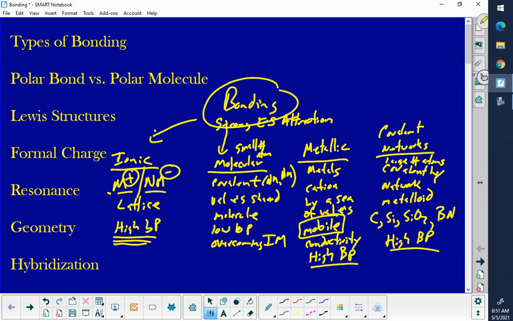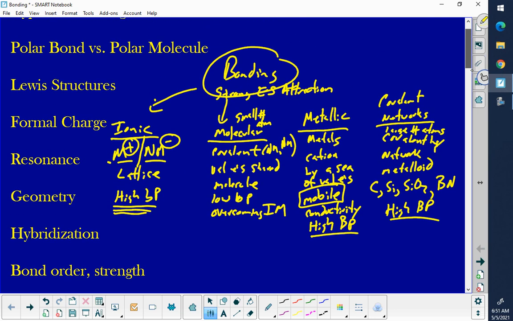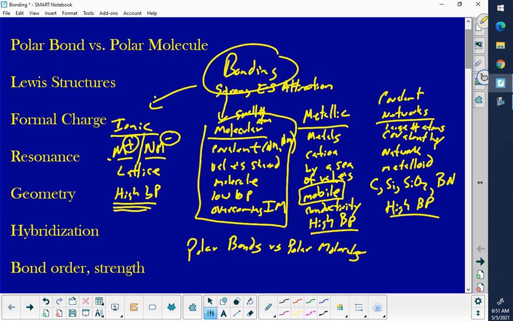So now let's move on to what's next. Polar bonds. Okay, so if we're talking about polar bonds versus polar molecules, we are really now talking about just this group right here. We're not focusing on anything else. We're really focusing here. And polar means that you have an uneven electrical distribution.